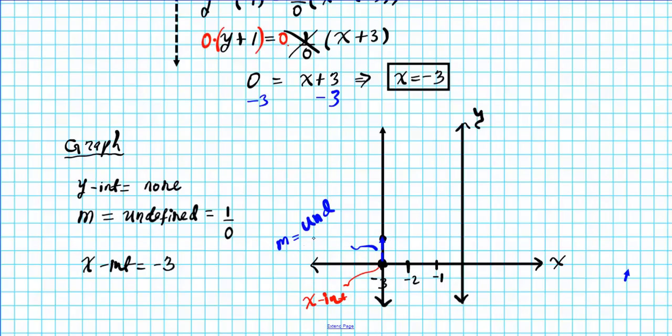Okay, it's not a number, so that's our rate of change. Rate of change is undefined in this case because we have a vertical line situation.